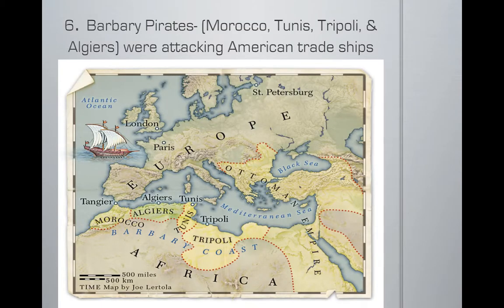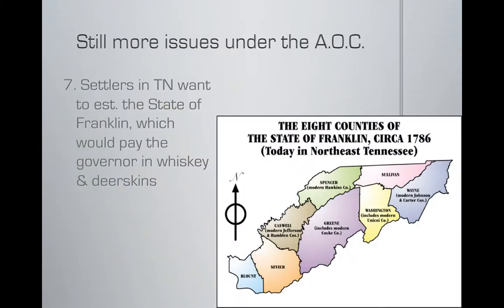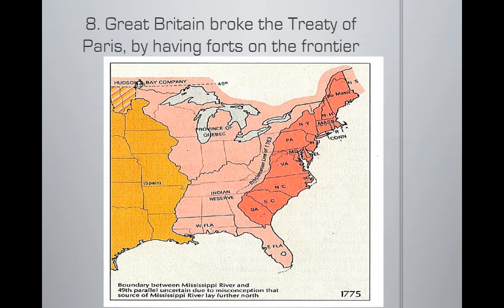Barbary pirates are attacking. We can't help them out because we don't have a navy because we can't collect taxes to build a navy. So when the Barbary pirates attack our merchant ships, the merchant ships are on their own. The other fun thing is that people were talking about setting up a state called the State of Franklin in honor of Benjamin Franklin, and they didn't need any money because they were going to pay their governor in whiskey and deerskins.